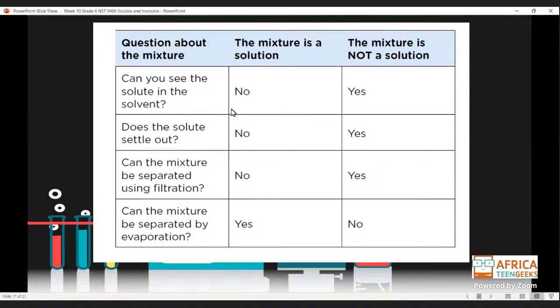If you look as well, can the mixture be separated using filtration? Can the mixture be separated using evaporation? Those are also two things you ask. Okay. If you cannot separate a mixture by filtrating it, then it is a solution. If you can, it's not a solution. All right. Can the mixture be separated by evaporation? If it can evaporate, like water evaporates from limestone, then it's a solution. If it can't evaporate, it's not a solution.